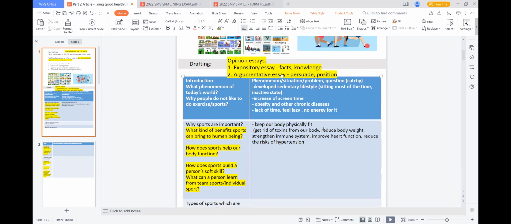Hypertension is 高血压, diabetes, 高血糖, 还有什么? 高血压, 高血糖, 心脏病, heart attack, 那个是三高咩? 胆固醇, cholesterol, right? Okay, reduce the risk of hypertension, diabetes, and cholesterol.